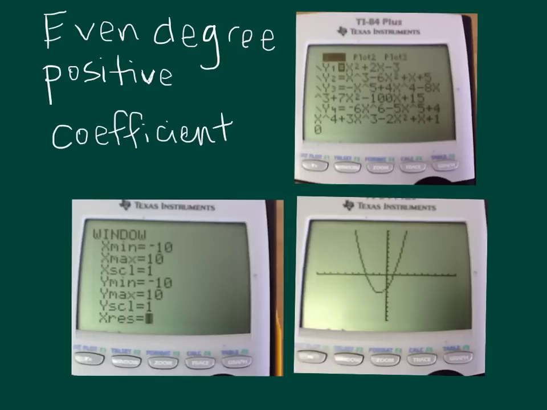So these are the pictures that I showed you in class. We have the graph of x squared plus 2x minus 3. And remember that you might need to adjust your window when you're doing the graphing so that you can have a pretty graph that all fits into the window. This is an example of an even degree function with a positive coefficient, x squared plus 2x minus 3.